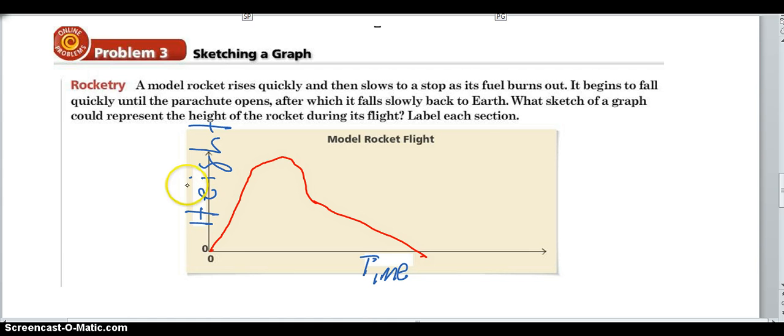Alright, so hopefully you have something like this where it's rising quickly, almost at a constant rate, probably could be at a constant rate until it starts to lose its fuel. So right here it probably starts to run out of fuel, it slows down, slows down. There's a point where it actually probably does not change height at all. That would be that point right there, which is where it then changes direction and starts to come down.